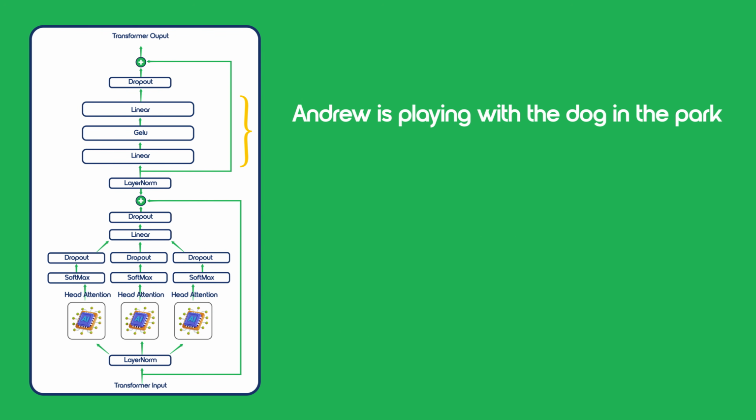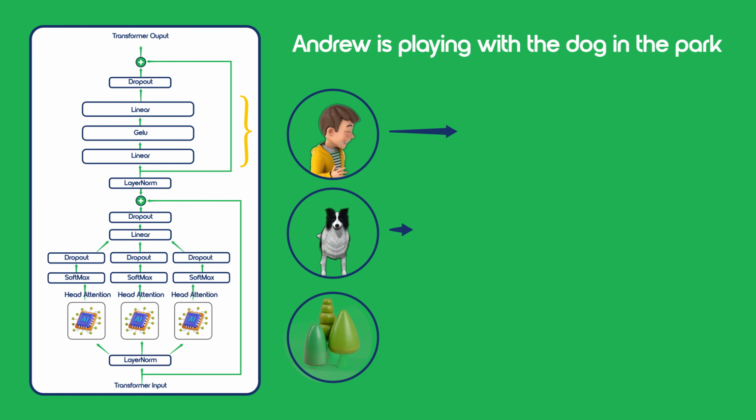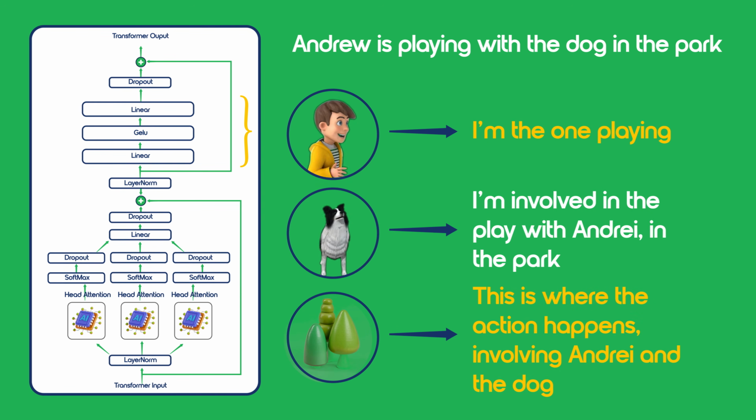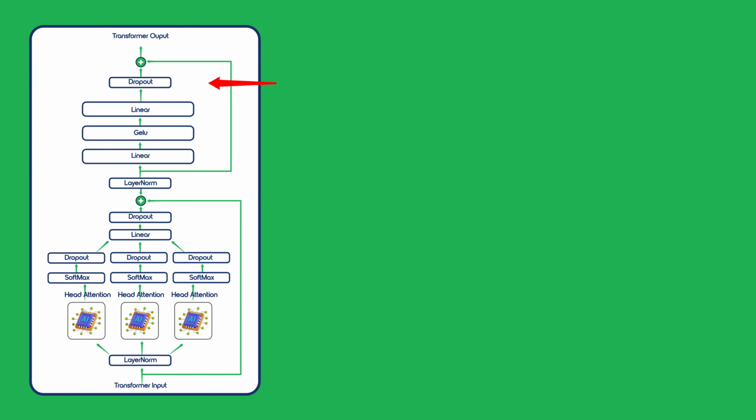Imagine that the feed-forward network is each word's internal processor. Andrew thinks, I'm the one playing. Dog thinks, I'm involved in the play with Andrew, in the park. Park thinks, this is where the action happens, involving Andrew and the dog. The feed-forward network helps each word interpret what it learned from attention, preparing it to contribute properly to the next word prediction. Dropout is applied again after the feed-forward network to avoid overfitting and improve reliability.